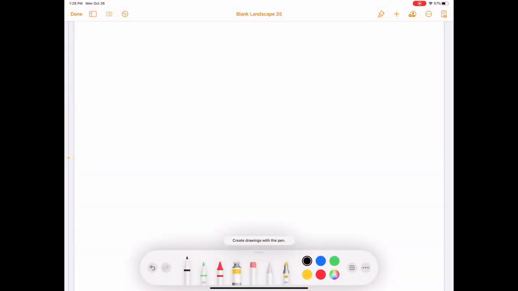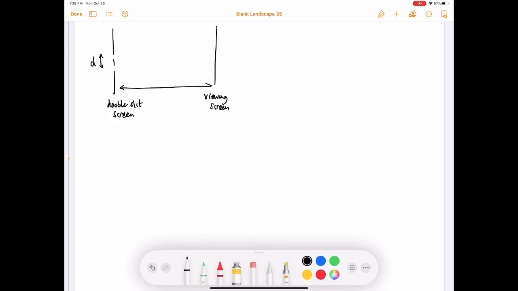So we'll start by drawing a diagram of the situation. We have a slit screen. So this is our double slit screen. And the separation between the two slits is d. And then somewhere over here, we have the viewing screen. And the distance between these screens is L.